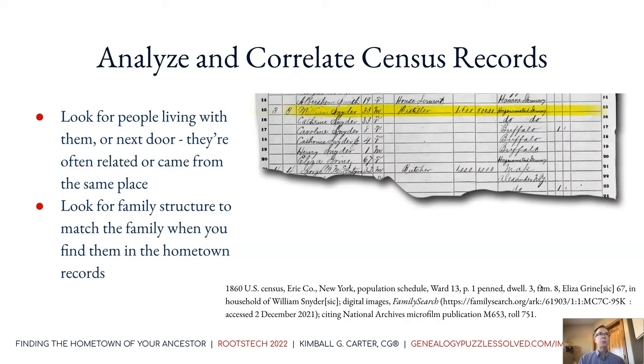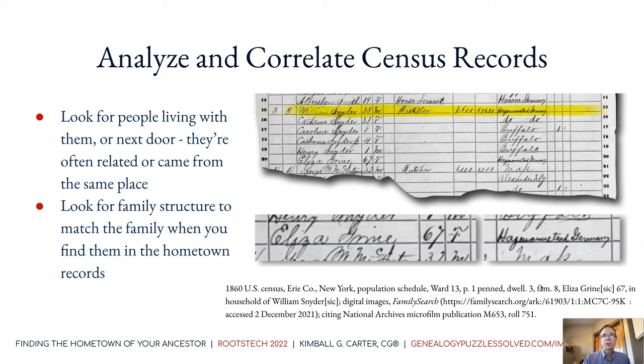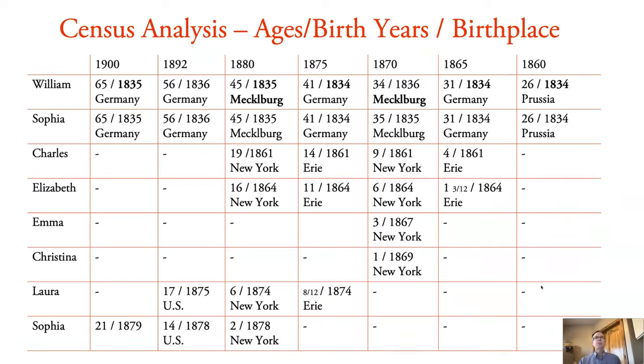So we want to look for people living with them or next door. They're often related or came from the same place. Look for family structure to match the family when you find them in their hometown records. You want to see that the relationships are consistent as they move from place to place. Here's Eliza Grein living in the household of Wilhelm Schneider, listed as Snyder, but it's Schneider. And Elizabeth is his mother-in-law, the mother of Catherine. Notice the interesting name for the place. It's actually Hessen-Darmstadt.